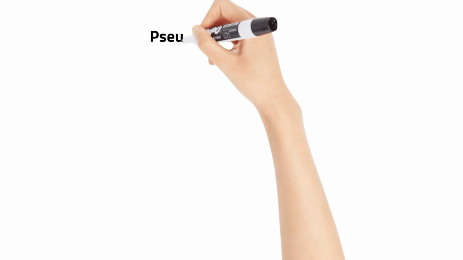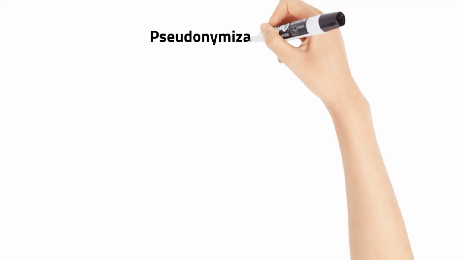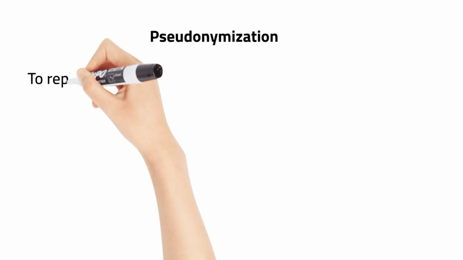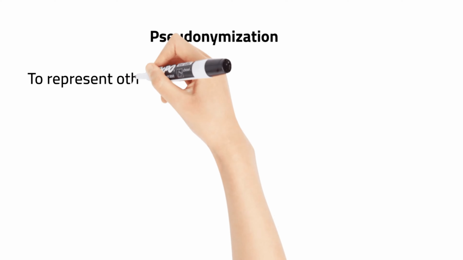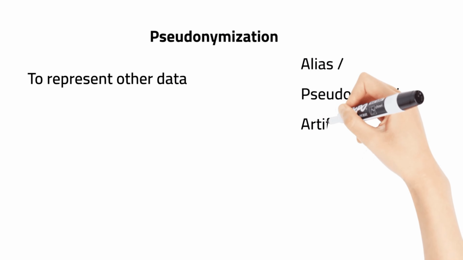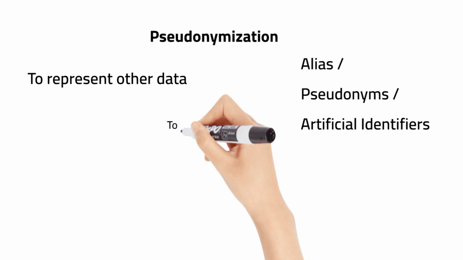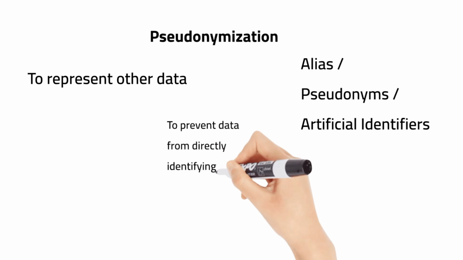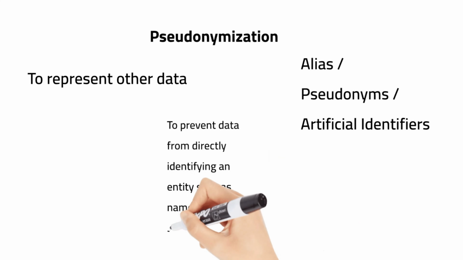Hi all, today we are going to see what is pseudonymization. This is used to represent other data. It can also be called alias, artificial identifiers or pseudonyms. This is used to prevent data from directly identifying an entity such as person name, phone number, address and so on.